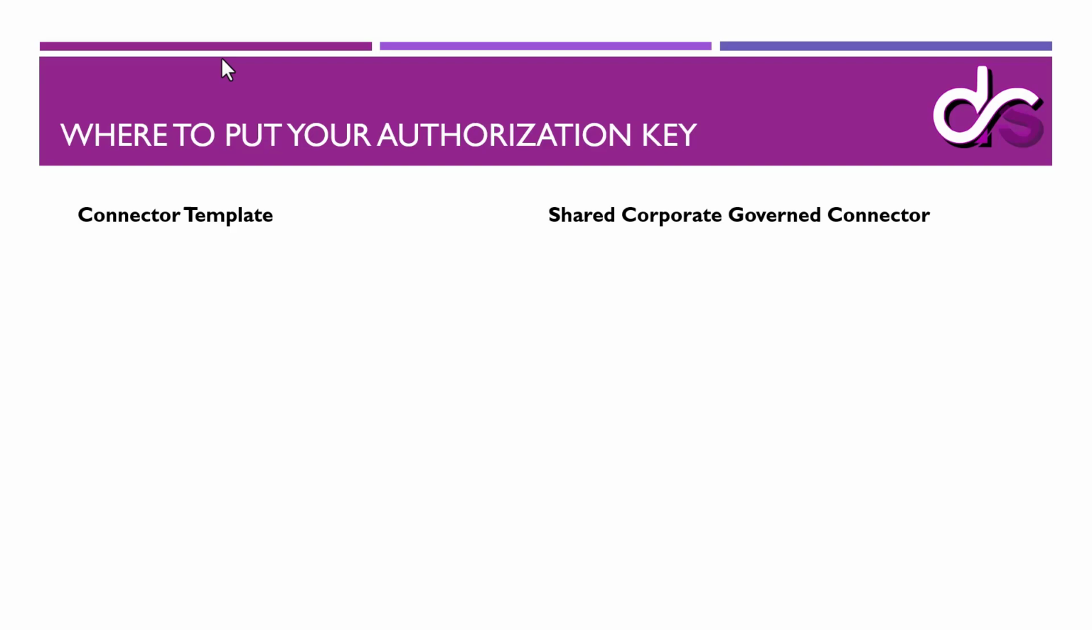So what we're talking about is the authorization key: where do you put it, and why do you put it in certain key places? The first high-level thing you need to think about is the custom connector you're going to make: is this going to be a template? Or is this going to be a shared, corporately governed connector that everybody's going to jump on and use? In other words, they're not going to be using it as a template. They're going to be using just the one instance of this connector throughout your entire organization.